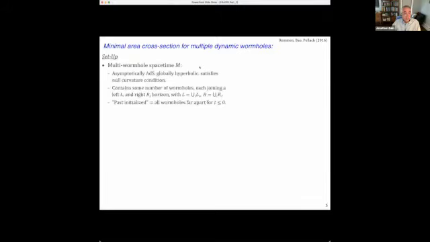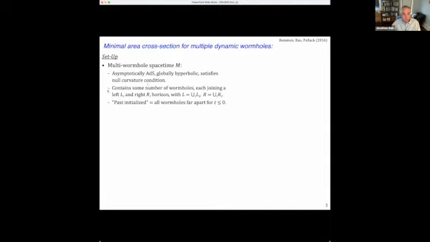And so what I would want to do now is just simply report on the candidate that they choose ultimately to represent this generalization of minimal area cross-section. So their setup involves a multi-wormhole spacetime with these three features. They assume that it is asymptotically AdS, that it is globally hyperbolic, that it can be foliated by a family of Cauchy surfaces, and that it satisfies this condition in general relativity called the null curvature condition.